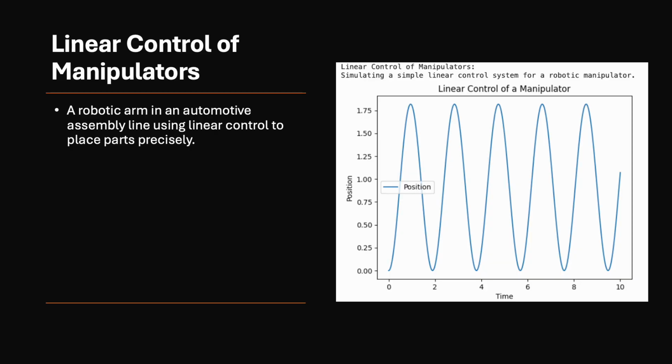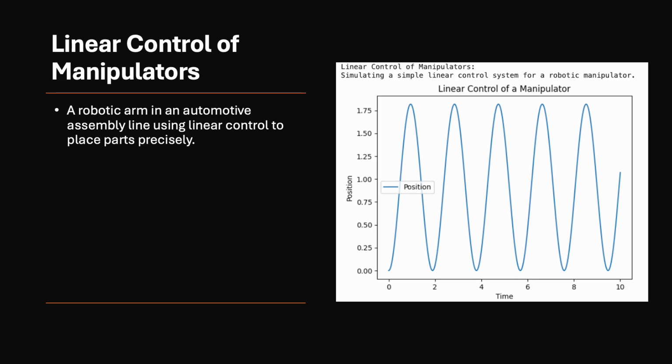The linear control of manipulators: a robotic arm in an automotive assembly line using linear control to place parts precisely. Let's dig deep into this in a little bit more depth. Linear control of manipulators is a fundamental aspect of robotics that focuses on the regulation and guidance of robotic arms to achieve precise movements and positioning. This control strategy typically employs linear feedback techniques to maintain the desired trajectory and stability of the manipulator.